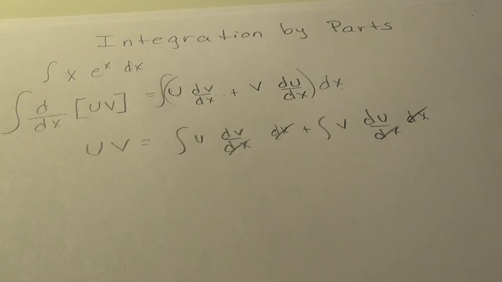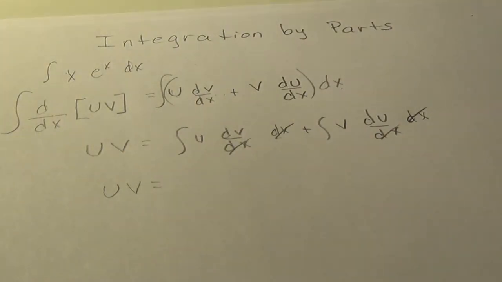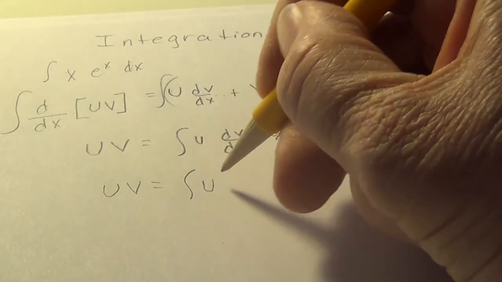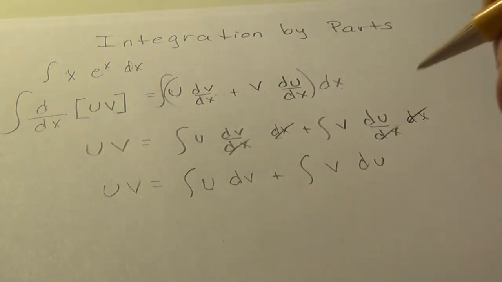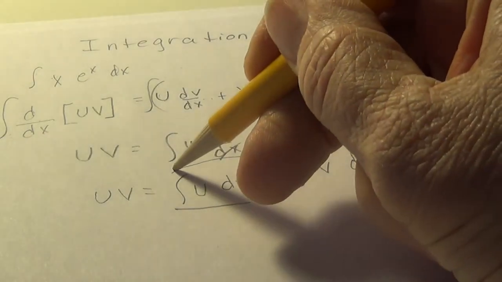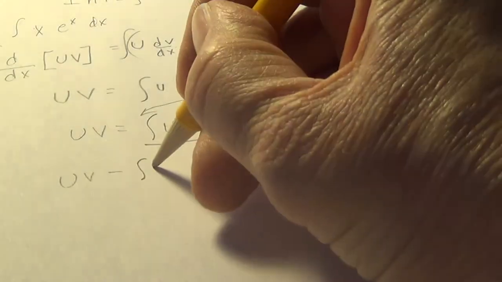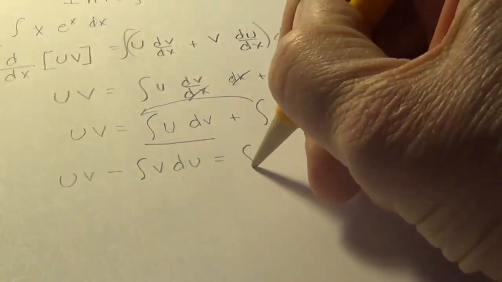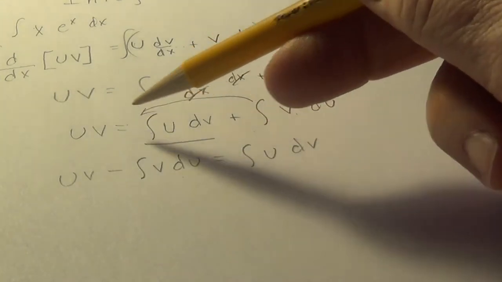All right, so let's gather what's left more clearly. u times v equals the integral of u dv plus the integral of v du. And now I'm going to solve that for this one, so I have to move this to the other side by subtraction: uv minus the integral of v du equals the integral of u dv. You see, I just moved this expression to the other side.